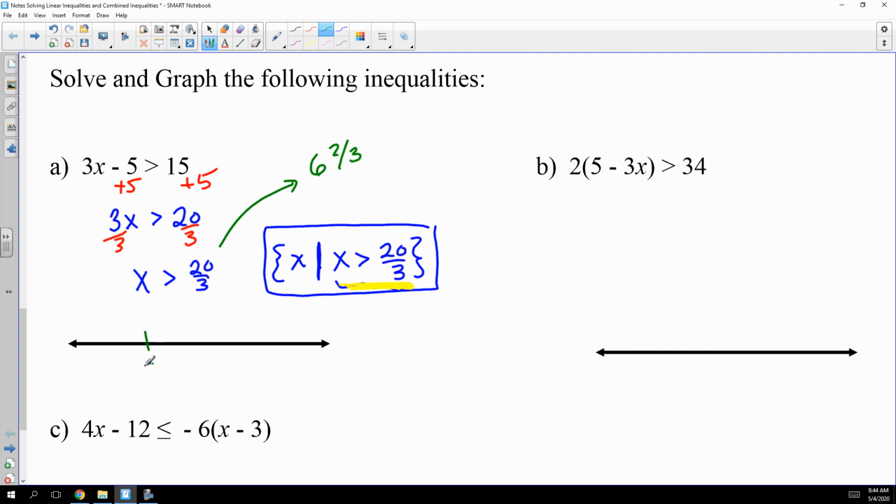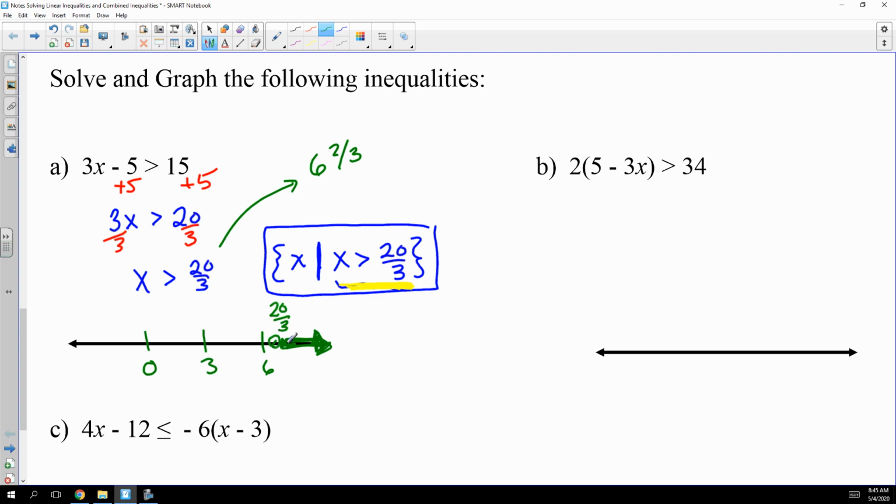So I'm going to put 0 here, and 3, 6. 6 2/3 is going to be slightly bigger than 6. So I'm just going to put an open circle here, and we want to shade everything to the right because we want all values that are greater than 6 2/3. So this would be 20 over 3. I'll just mark that on the number line like so.